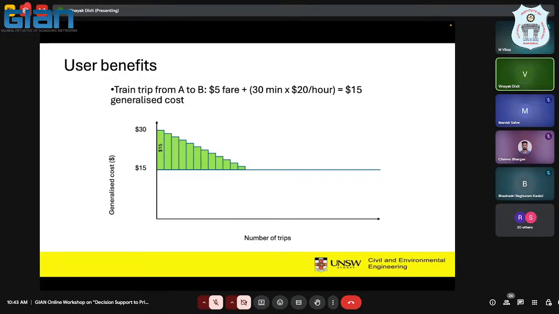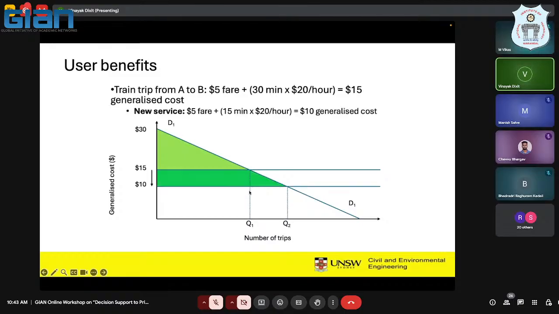Sorry, so this is $30. If I keep reducing it, the amount of demand will increase. The number of trips will increase. So currently for $15, we have Q1 trips, let's assume. Now we reduce the travel time to 15 minutes. The moment we reduce our travel time to 15 minutes, the generalized cost becomes $10, and the number of people coming in has increased to Q2.